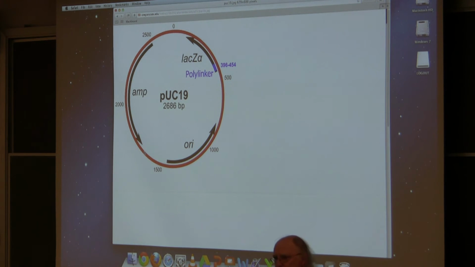Okay? Now, let's say I want to take my magic human growth hormone and put it into this polylinker site. This polylinker site turns out to be useful because it's right ahead of a promoter. It's right ahead of a Shine-Dalgarno sequence. Right? And if we insert our gene in there, we will disturb and disrupt the beta-galactosidase. The cell will no longer make beta-galactosidase.